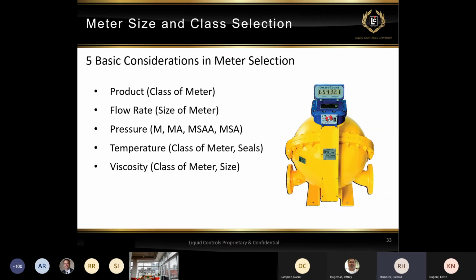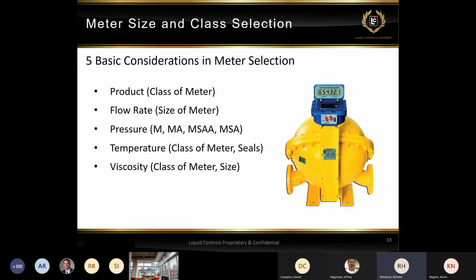The flow rate, we can size the meter. For instance, a 50 GPM meter and an 800 GPM meter are going to be 2 different size meters. So we need to know the flow rate. The pressure rating, M for 150 PSI. And when you see the A beside it, that indicates it's a higher pressure application.